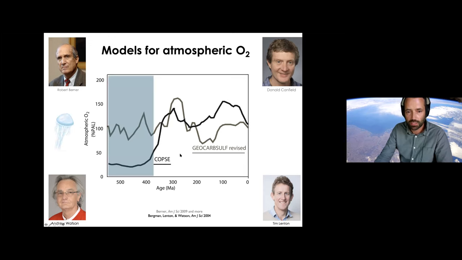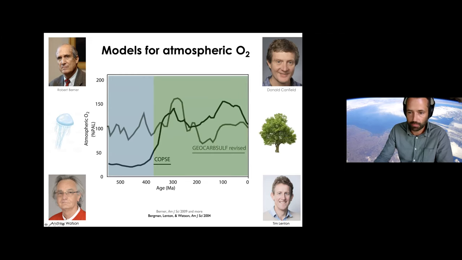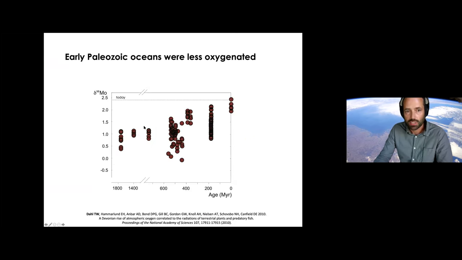I should say that this is very important: these models, these long-term trajectories, are basically predicted based on some kind of forcing in COPS. It's the idea that the invasion of plants can drive oxygenation. And in the GEOCARB models, it's the carbon cycle or the geological cycle that is driving any changes. Anyways, we set out to test this, and you can see here the molybdenum isotope data that we compiled.